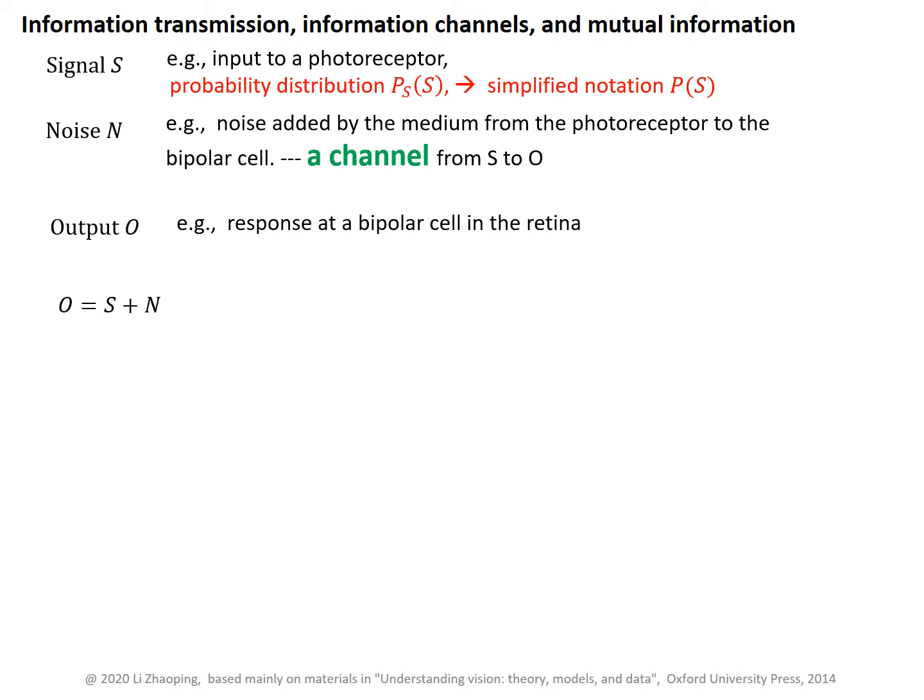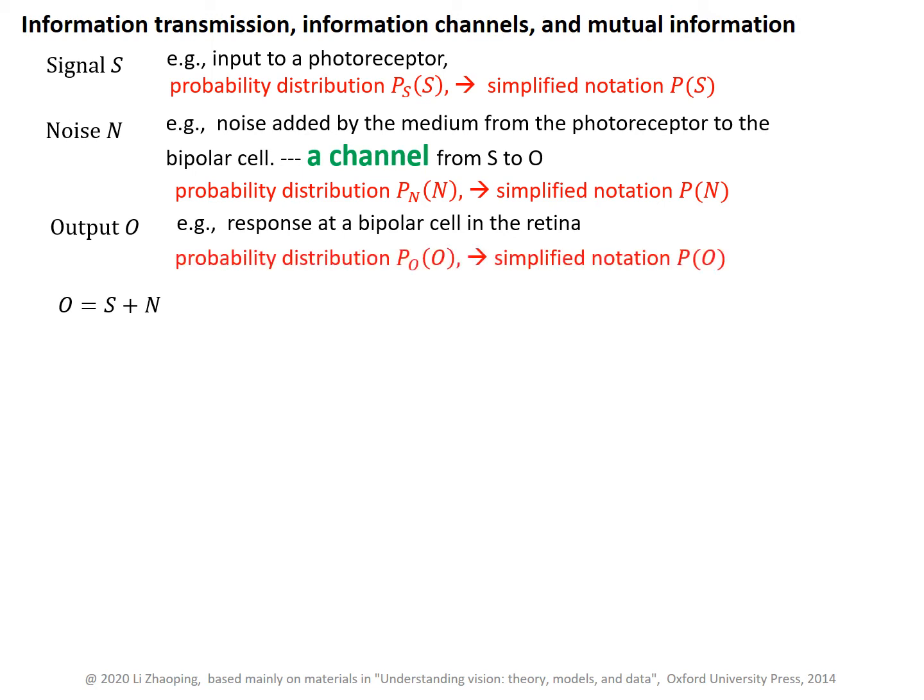The signal S has this probability distribution, and we often omit the subscript to simplify the notation when the meaning is clear by the context. And similarly, the noise has this probability distribution. And these two probability distributions combine to determine the probability distribution of the output O using this mathematical formula.